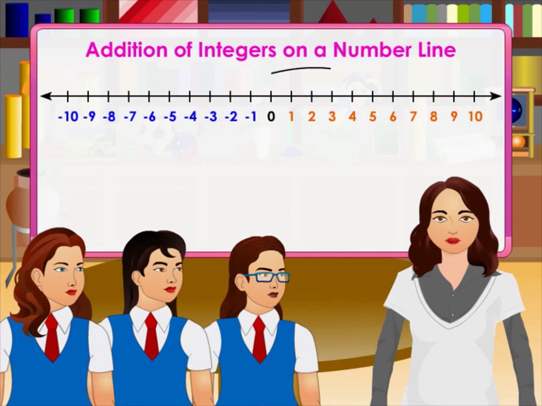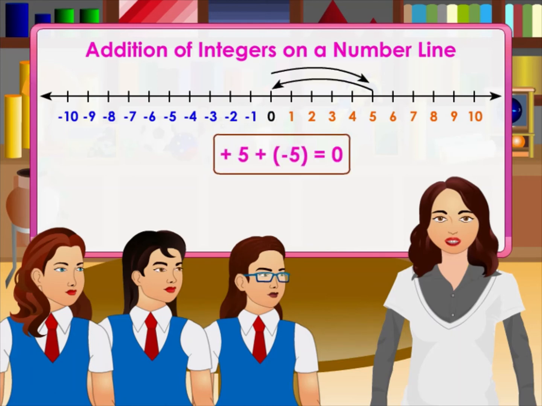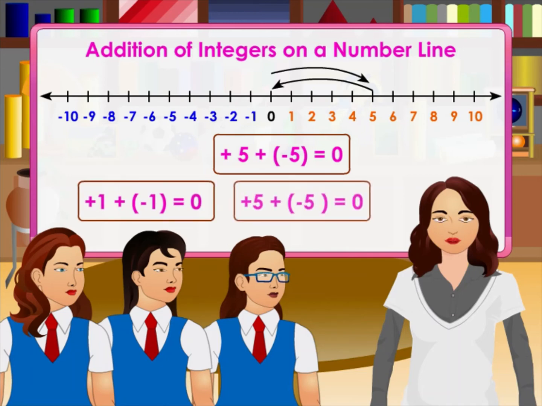Finally, if we add two of the same numbers with different signs, say +5 and -5, we first move from 0 to +5, and then from +5 we move 5 points to the left, we reach 0. Thus we get 5 plus -5 equals 0. Numbers such as 1 and -1, 5 and -5, when added to each other give the sum 0. They are called additive inverses of each other.